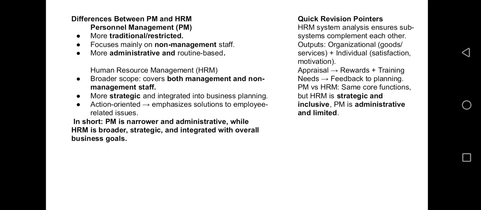Quick revision pointers: HRM system analysis ensures subsystems complement each other. Outputs: organizational goods or services plus individual satisfaction and motivation. Appraisal leads to rewards plus training needs, with feedback to planning. PM versus HRM: same core functions, but HRM is strategic and inclusive. PM is administrative and limited.